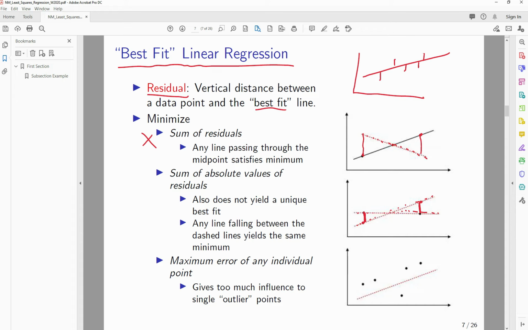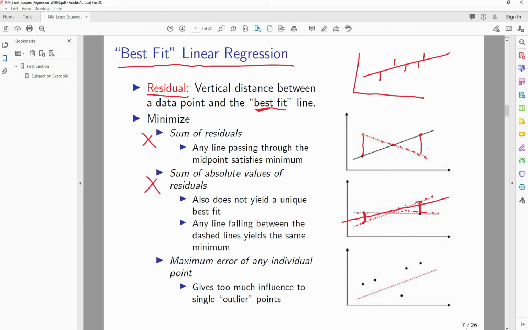In fact, any line that passes through these sets of 4 points is going to have residuals, maybe 2 of them, 4 of them, some sort of non-zero values that will result in a whole bunch of non-unique best fit lines. Since best is superlative, we need to find one and only one best fit line that hopefully does a good job, and therefore the sum of absolute values of residuals also does not work out very well.